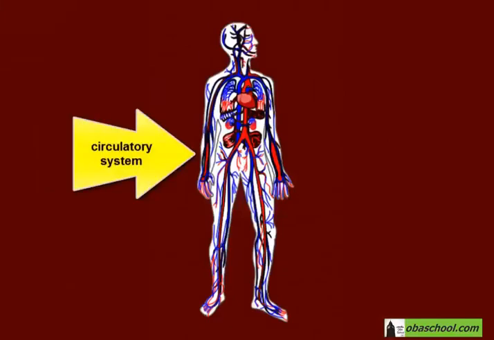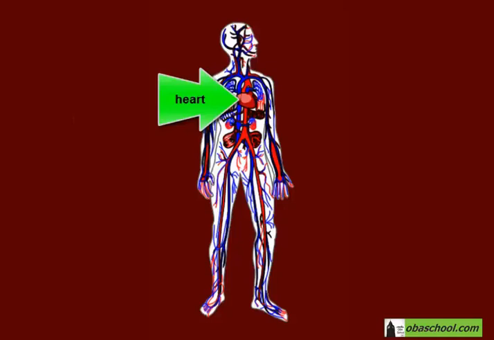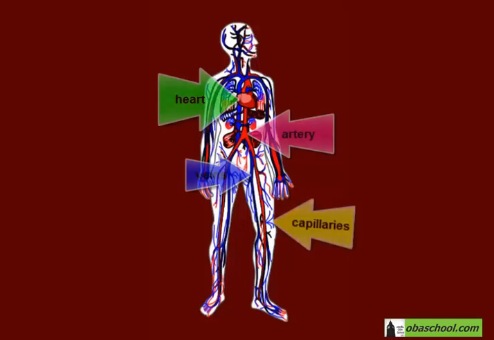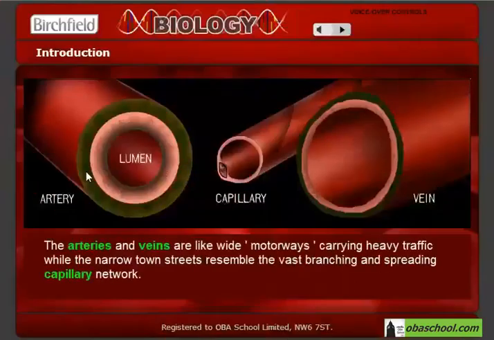So we've seen the circulatory system. Now we're going to talk about the blood vessels in a bit more detail. The circulatory system is made up of the heart, as well as the blood vessels, which are arteries, veins, and capillaries. Arteries and veins are the ones that carry the heavy traffic of blood.